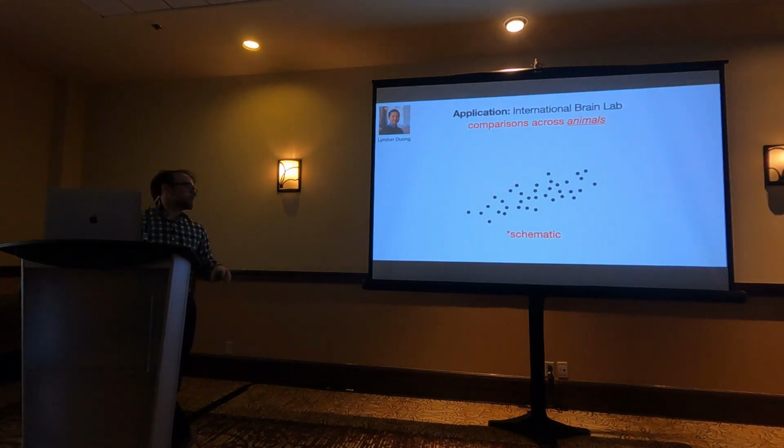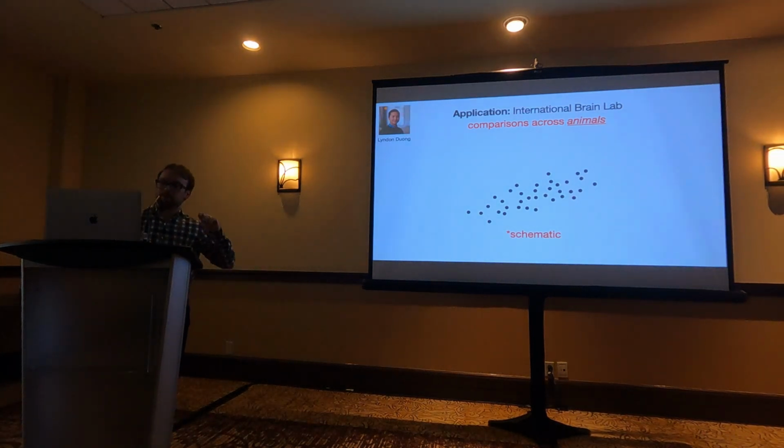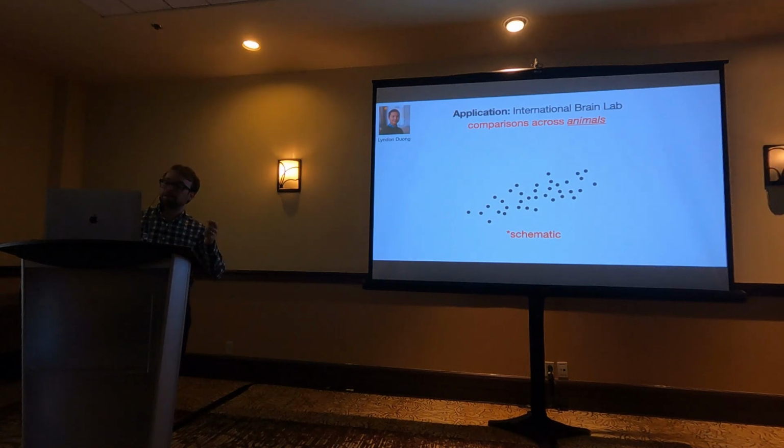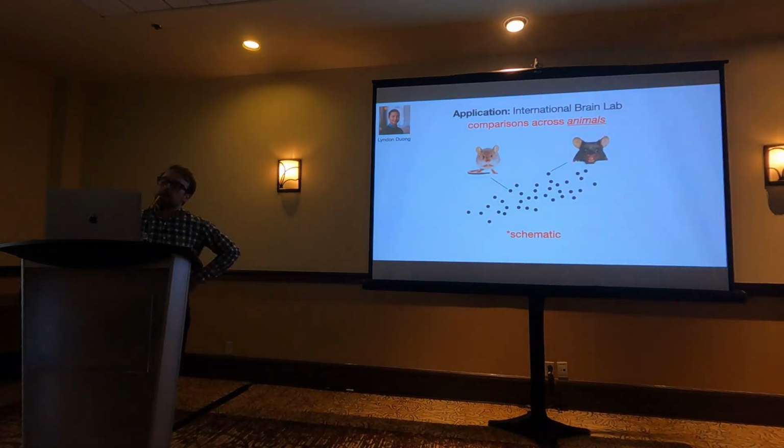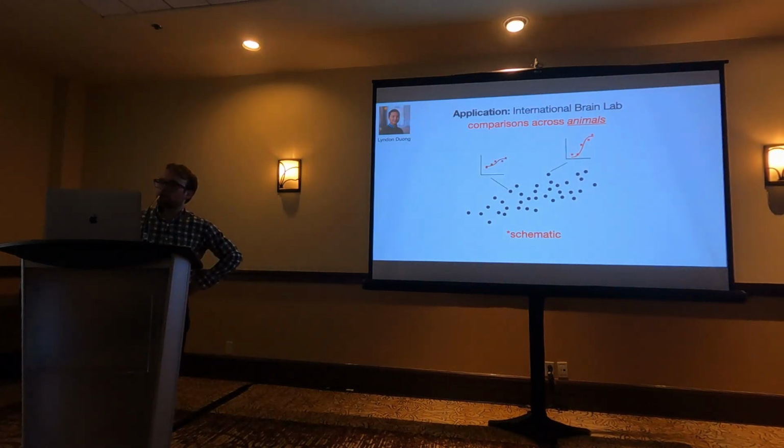So I'm just going to show you a schematic here. Remember, each point here represents a different animal in this data set, so different mice. And each mouse is going to have a psychometric curve on the task that the IBL was performing, which is a two-alternative forced choice paradigm. And the idea is very simple.